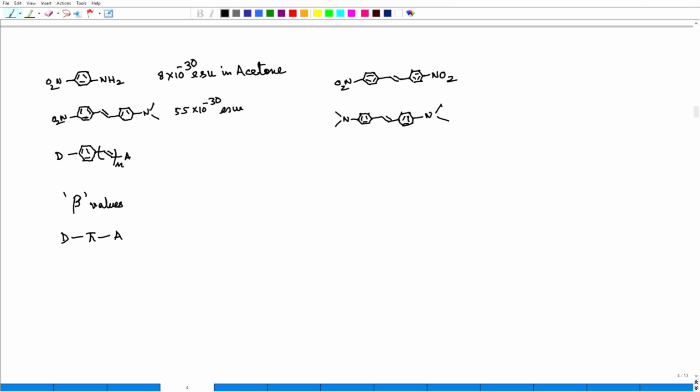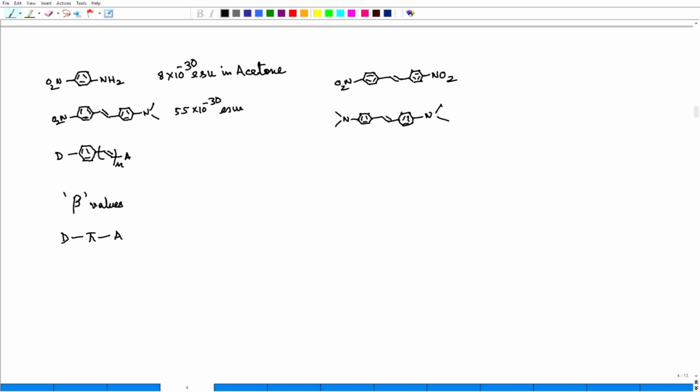For example, para-nitroaniline in acetone gives 8 times 10 to the power minus 30 ESU. That is the unit, 10 to the power minus 30. So it gives a value of 8, and in the same unit it gives a value of 55 when it comes to this one, which is called DANS, because here we have more. Here you have one benzene, two benzene, and then a double bond. That means the pi system is elongated.